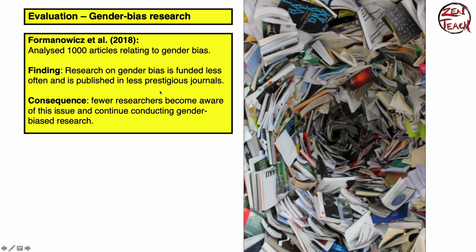Okay? And the consequence is that fewer researchers become aware of this issue and continue conducting gender-biased research, right? These researchers are reading these journals, and if these journals don't contain any research on gender bias, well, then they're not going to improve their practice because they are also conducting experiments, right? So they're going to continue making the same mistakes. If they don't learn about this gender bias research issue, then how are they supposed to improve themselves? They are unknowingly making mistakes, maybe, in their research, and they have no way of knowing because these findings are not being published in prestigious journals. Okay? So that is a problem in research right now, that it's just kept under the rug.